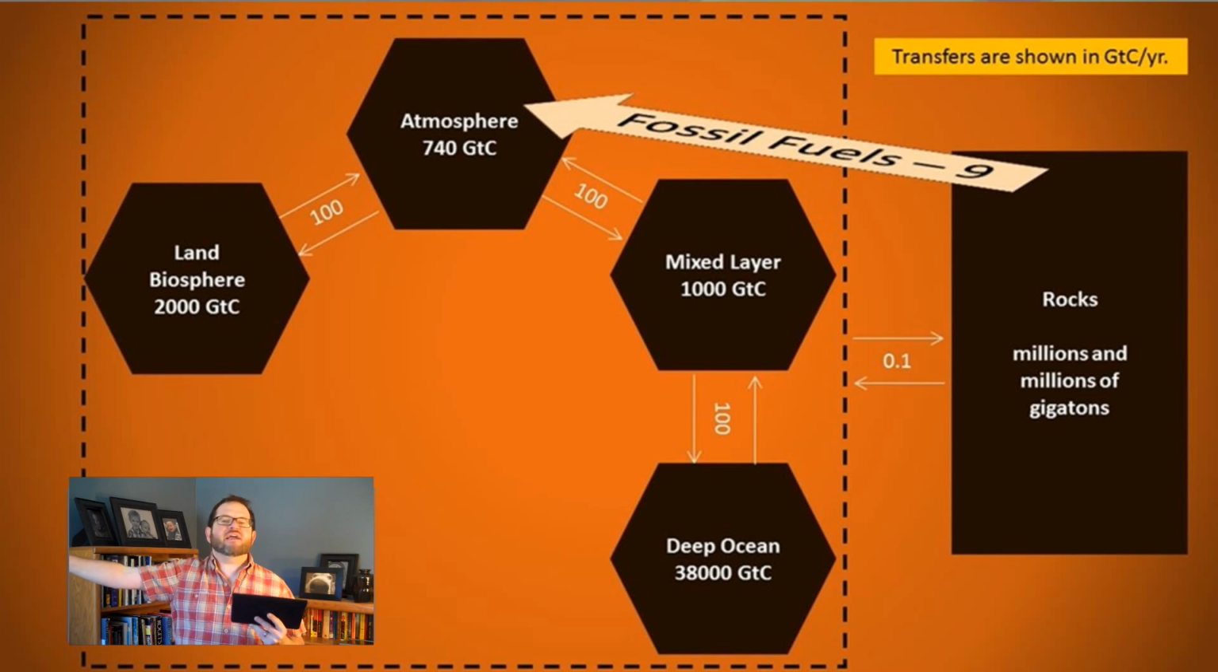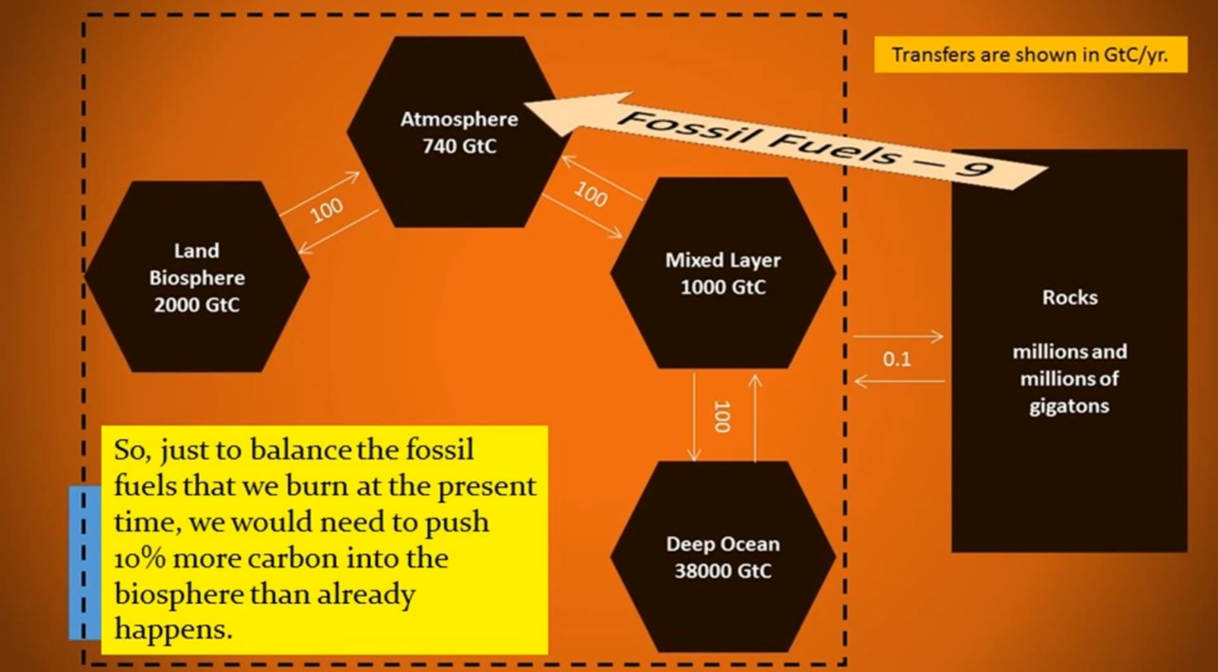And we take the entire tops off mountains to get to the carbon that's inside there. We do this on an industrial scale. So just to balance the amount of carbon that we move from the lithosphere into the atmosphere, we would need to find ways to remove about 9 gigatons of carbon per year.